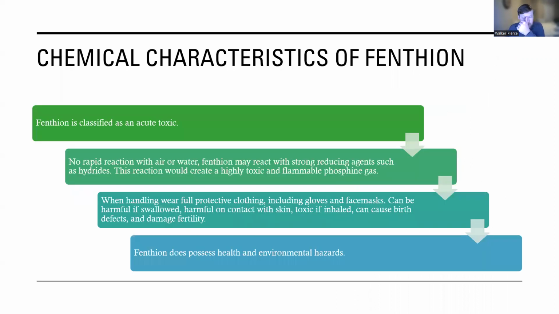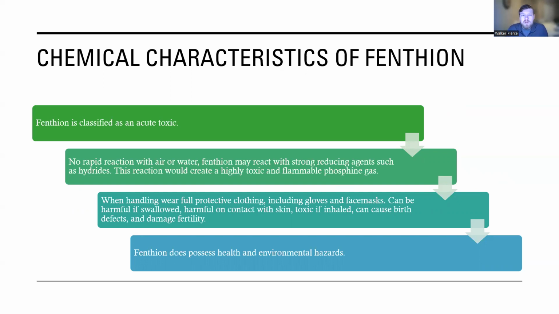Some chemical characteristics of Fenthion. It is classified as an acute toxin. It is a little toxic to humans and certain animals. There's no rapid reaction with it. Fenthion may react strongly against such agents as hydrides. So if you put hot boiling water on it, it could turn into a gas that could be pretty toxic. And it is highly toxic and flammable as a phosphine gas. That's the reaction it would make.